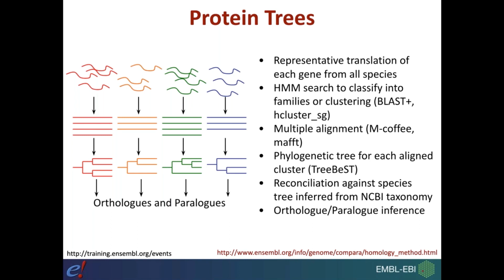For each of these clusters, we then run a multiple alignment, and we derive a phylogenetic tree for each of the clusters based on this alignment. And this is done with TreeBeST. Once we have these trees, we reconcile them against the species trees from NCBI taxonomy. And in the final step, we use our trees to infer our orthologs and paralogs.